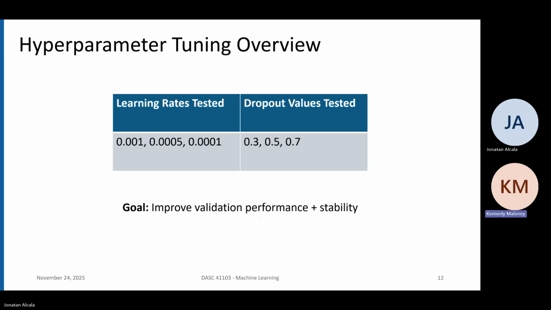So on the hyperparameter tuning, we did the learning rates and then dropout values. We tested the following learning rates: 0.001, 0.0005, and then 0.0001. And then for the dropout values, we did 0.3, 0.5, and 0.7, with our overall goal being to improve the validation performance and stability.